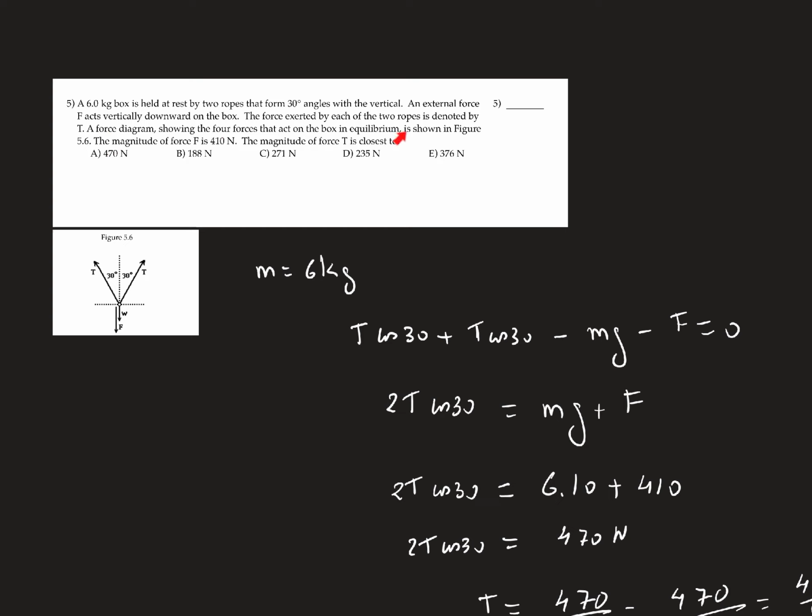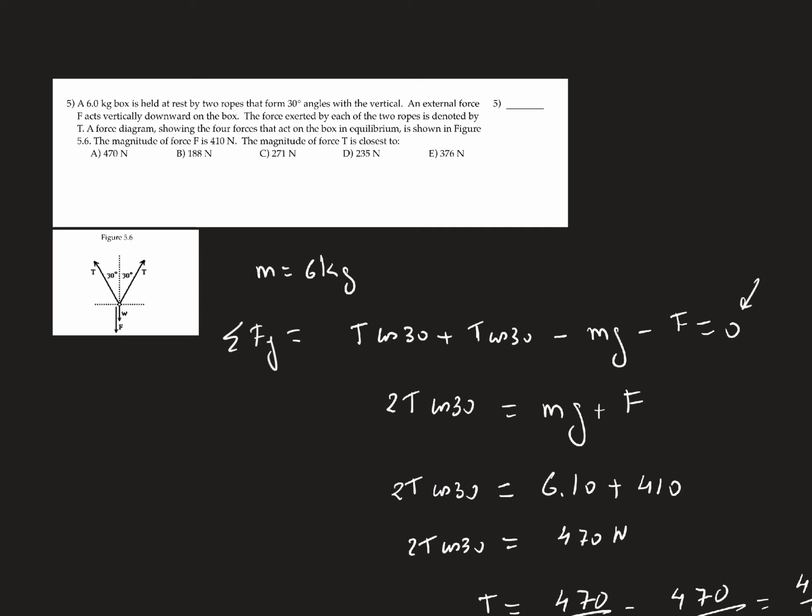They are in equilibrium, so the sum of all the forces is 0. So what is asked is, if the force is 410, what is the tension? What is the magnitude of the tension if this force is 410? The mass is 6 kilograms. What is the sum of all the forces in the y direction? Well, the sum of all the forces in the y direction is the mass times the acceleration. But the acceleration is 0 because the body is in equilibrium. So this is 0.